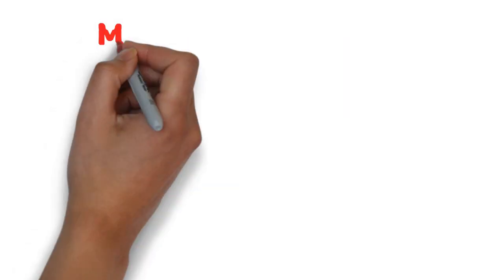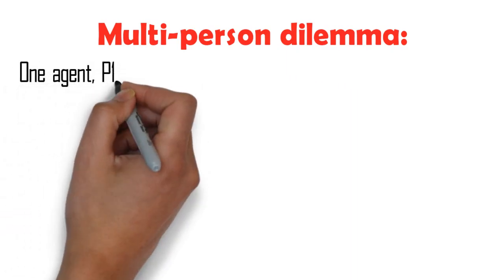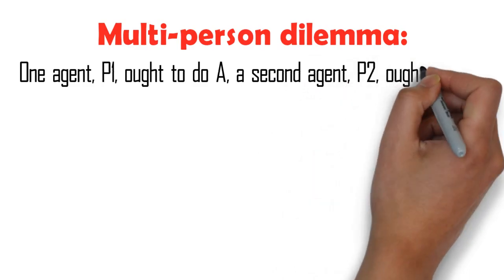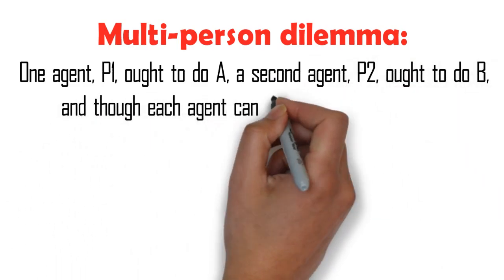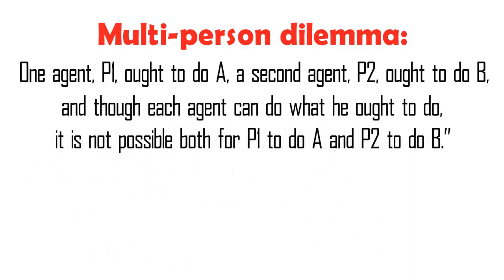In a multi-person dilemma, on the other hand, the situation is such that one agent P1 ought to do A, a second agent P2 ought to do B, and though each agent can do what he ought to do, it is not possible both for P1 to do A and P2 to do B. According to Walter Sinnott-Armstrong, the multi-person dilemma arises inasmuch as agents X, Y, and Z may possibly have chosen conflicting moral choices. That is, person X chooses A instead of B and C, and person Y chooses B instead of A and C, and so on and so forth.